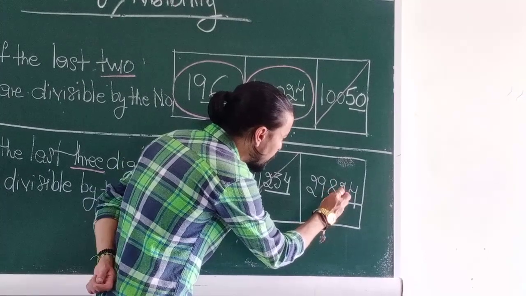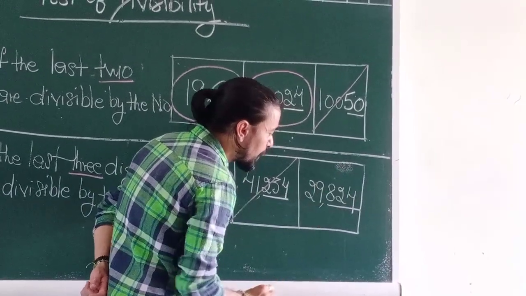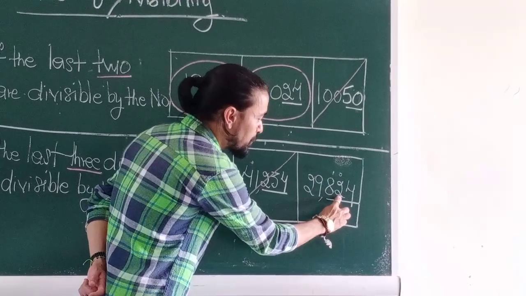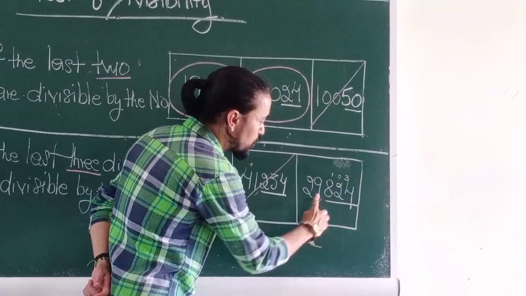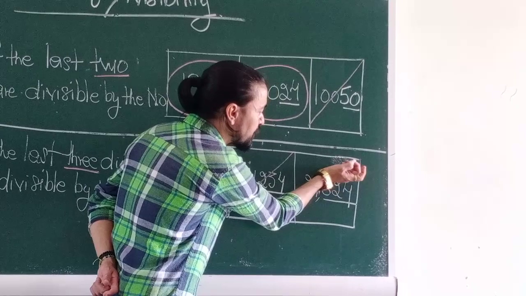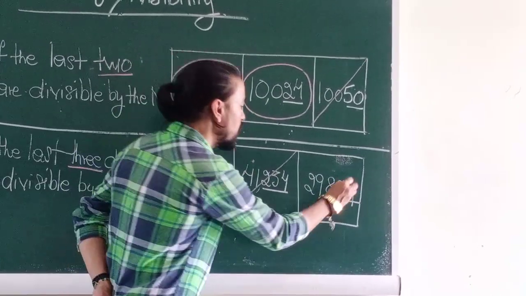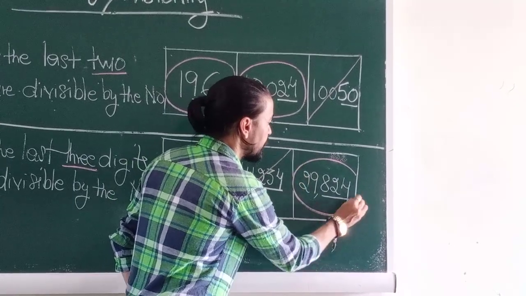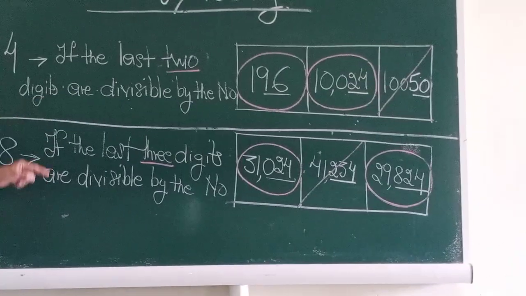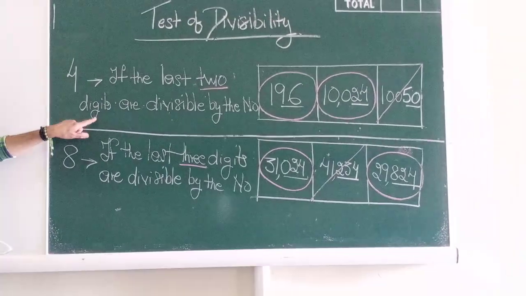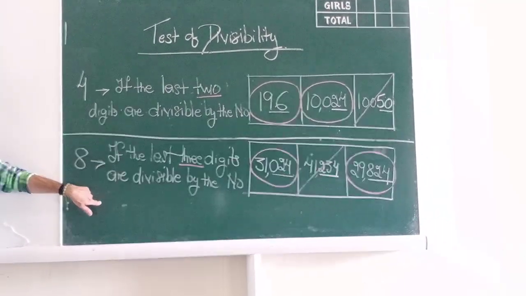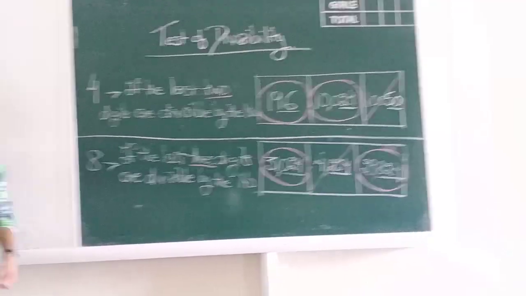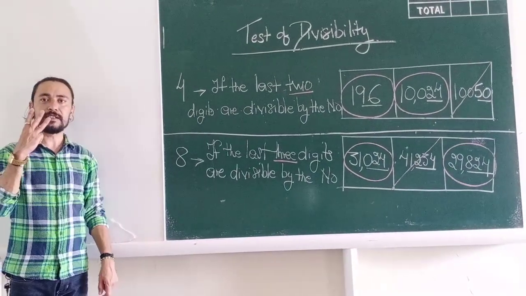So 8 ones are 8. Won't go into, I put a 0. Becomes 24, 8 3s are 24. So these last 3 digits are divisible by 8. So this whole number will be divisible by 8. And so is the test of divisibility for 4 and the test of divisibility for 8. This is how you check for 4 and 8. For 4 it is the last 2 digits. For 8 it is the last 3 digits.